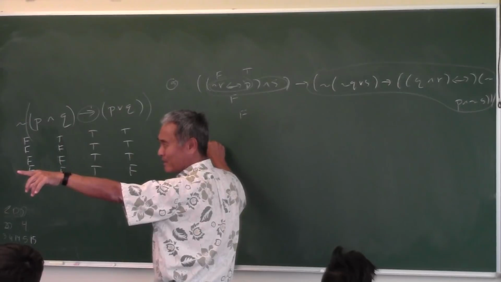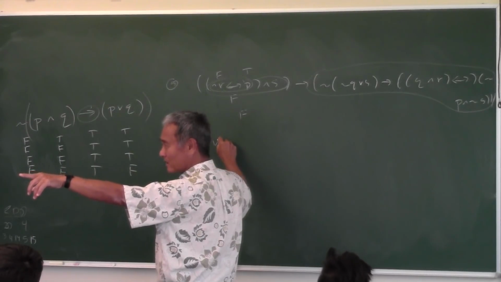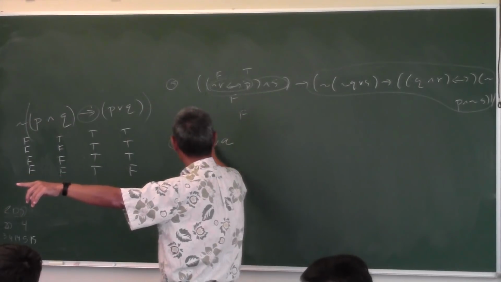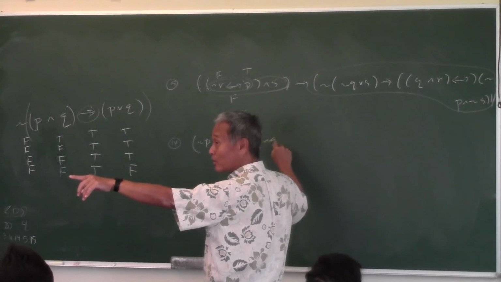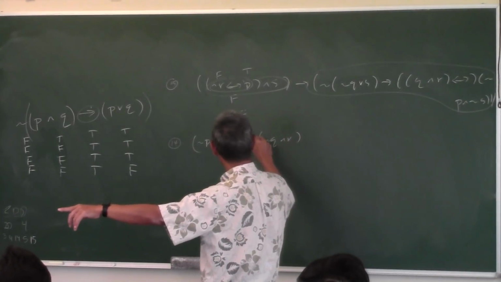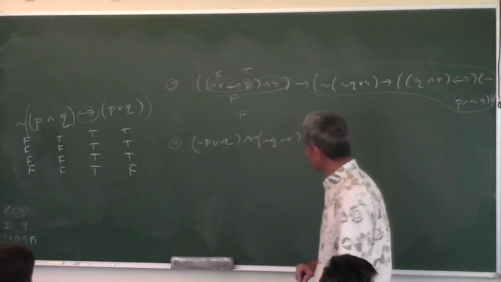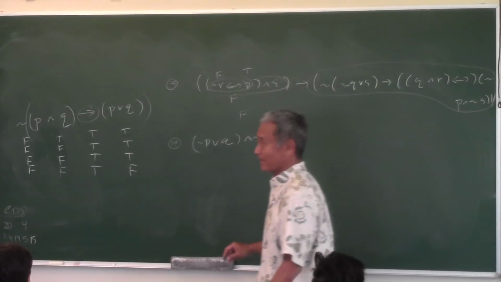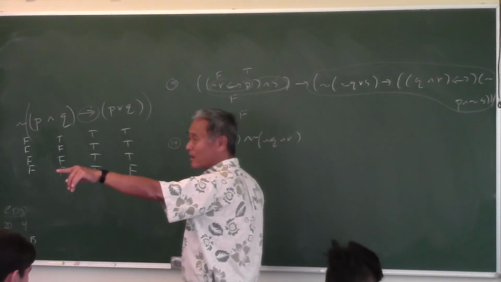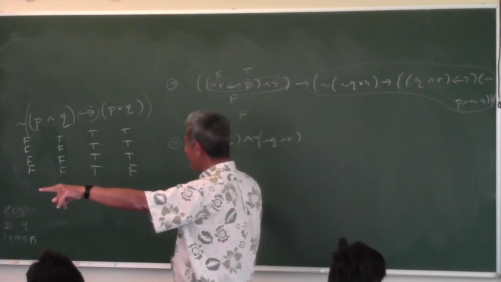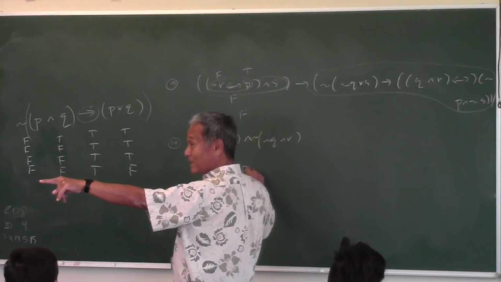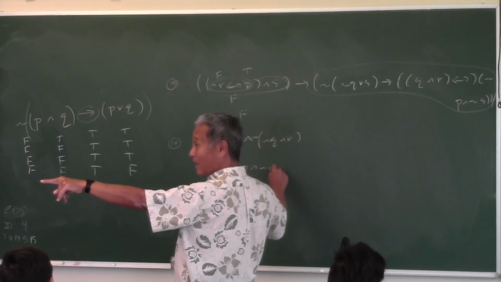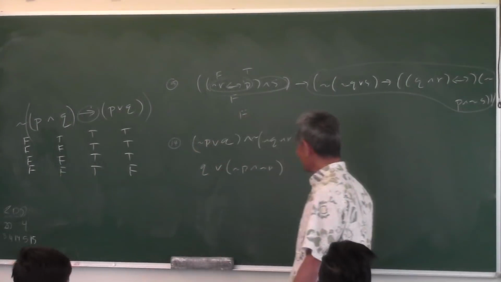Not P or Q implies not Q and not R. Correct? Did I do that correctly? Yes. Of course, I'm your teacher. And then the other one is Q or not P implies not R. There, did I do it? Yeah.